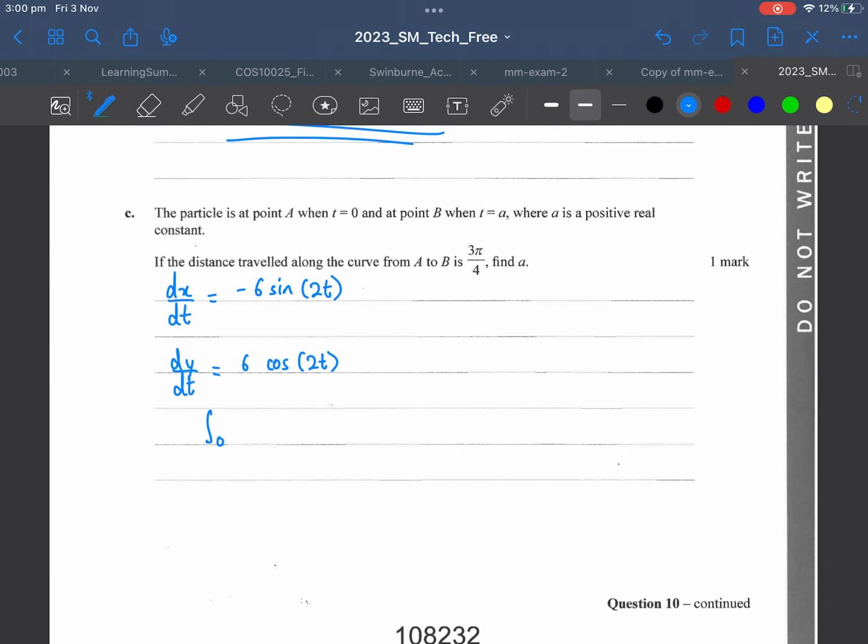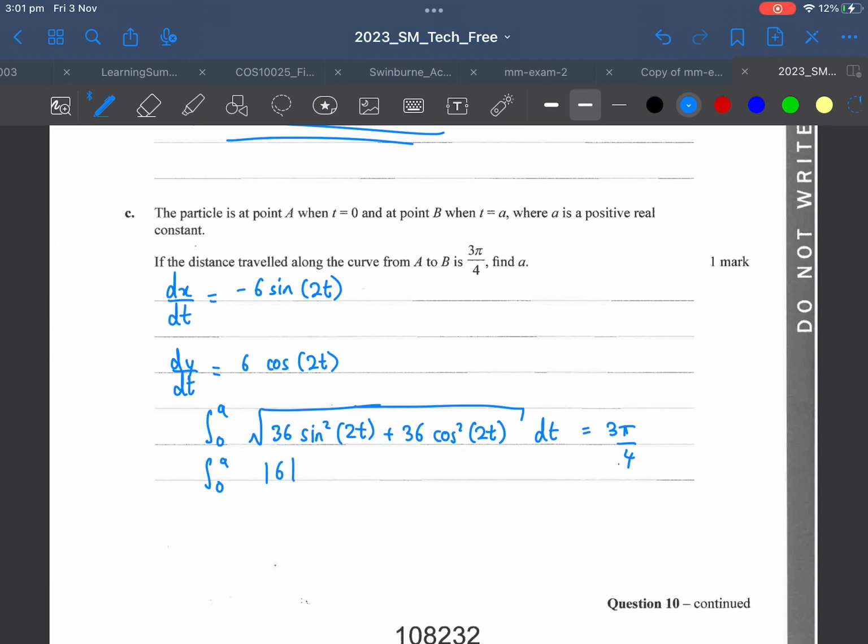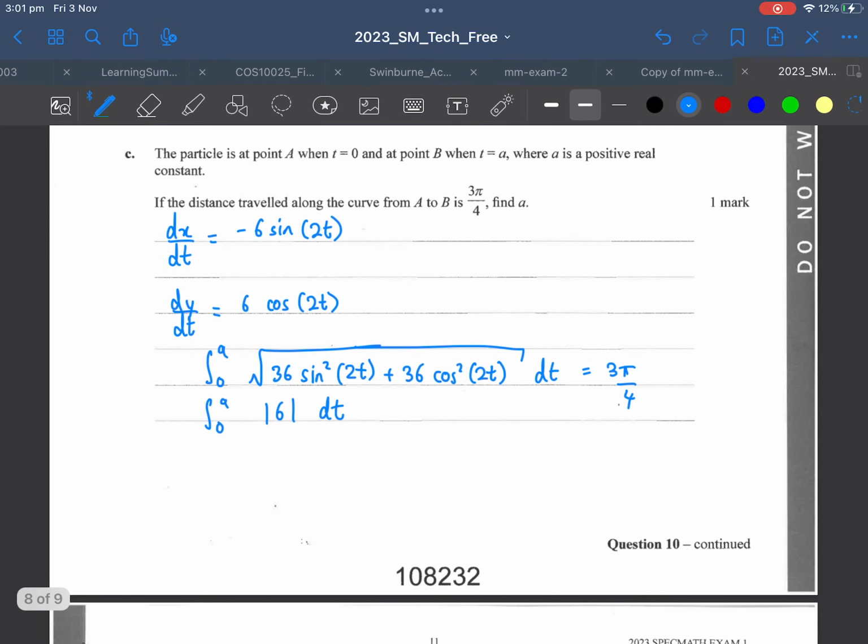So arc length is going to be the integral from 0 to a of the square root of (dx/dt)² plus (dy/dt)², so it's 36 sin²(2t) plus 36 cos²(2t), dt, which is equal to 3π/4. That would just end up becoming the modulus of 6. I've skipped a couple of steps because sin² and cos² just become 1, so 36 times 1 is 36, and the square root of that is the modulus of 6.